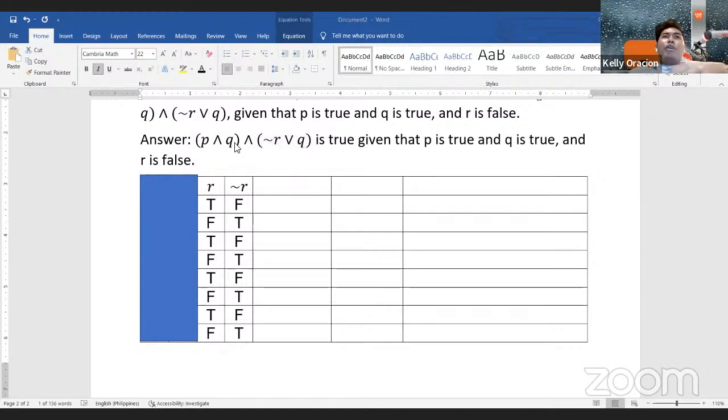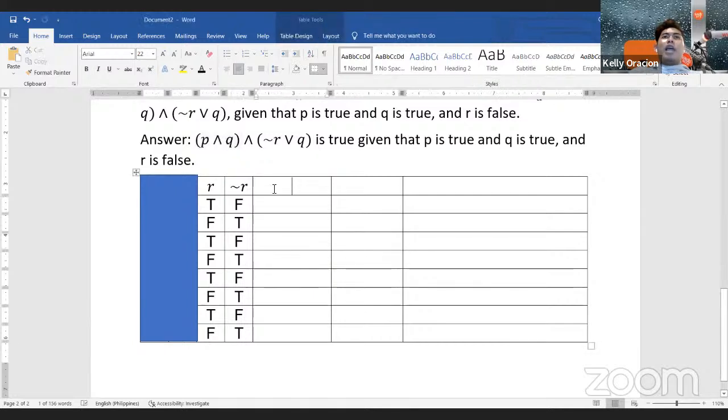Sige, we will follow your suggestion. We have this one first. This is the one we will solve first. Class, what statement is this? Is it conjunction or disjunction? Very good, it's conjunction. The connective being used here is the word and, which is the opposite of the symbol V. That's and, the connective of the conjunction.